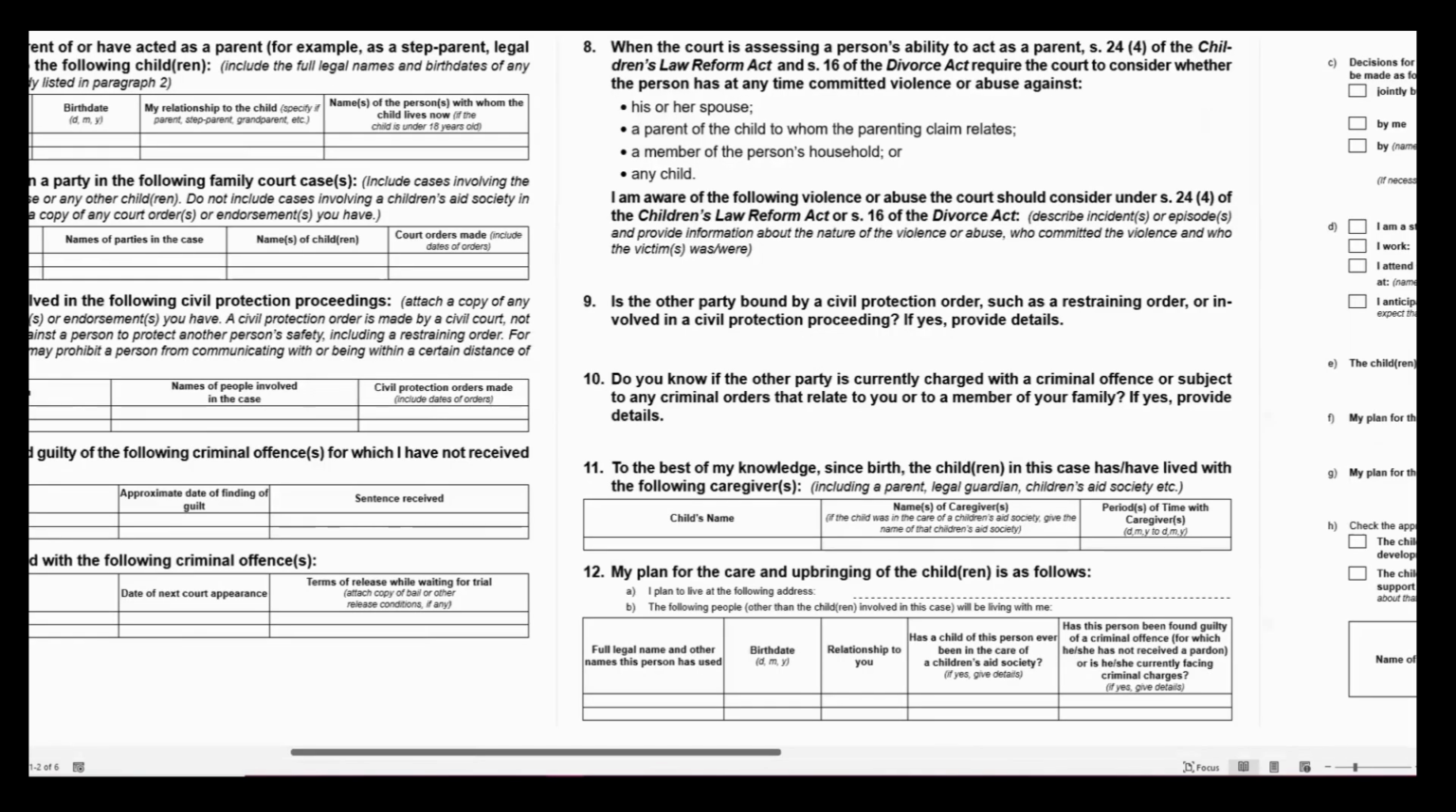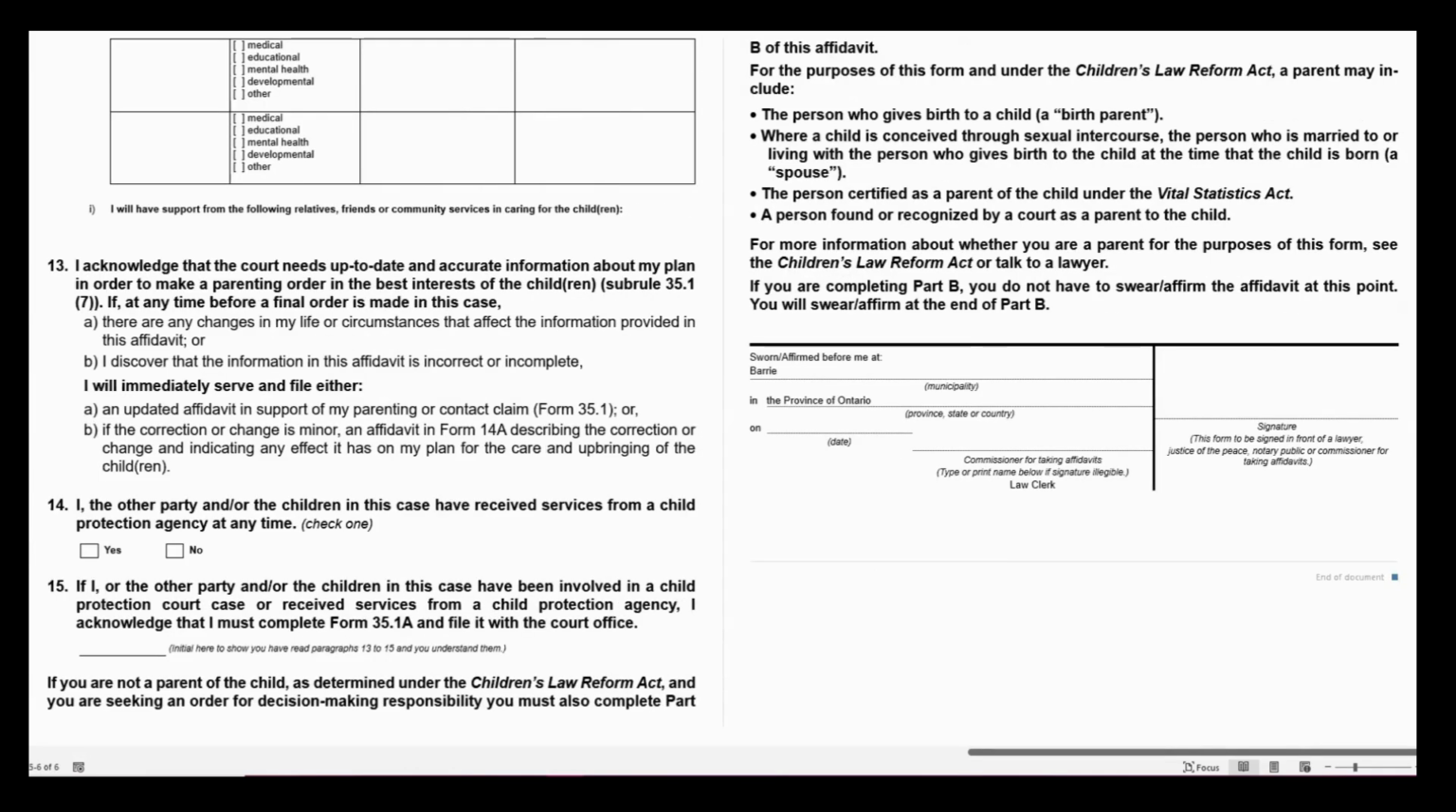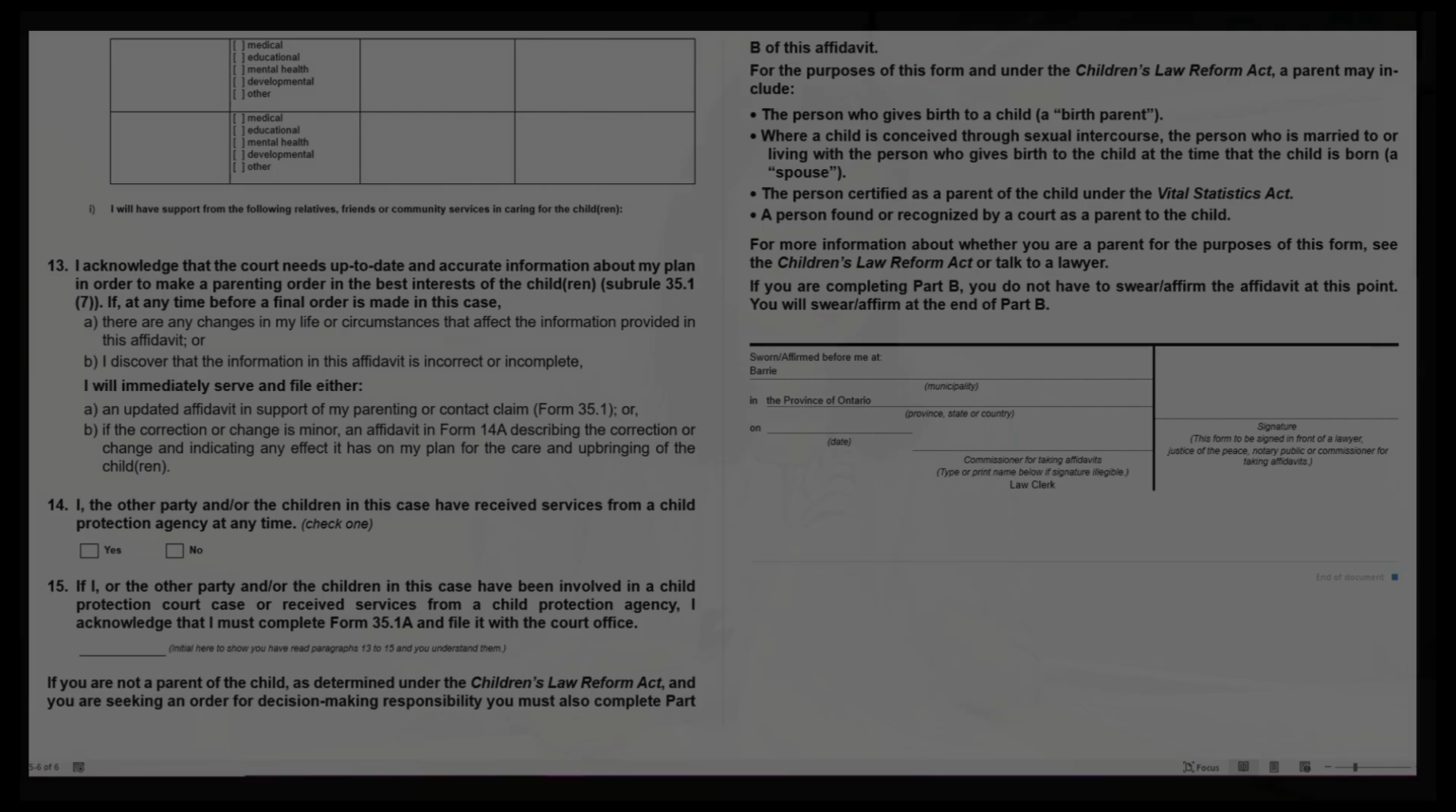The last page is to do with the plan of care, meaning if you have your child in your custody, where are they going to go to school, who are they going to have contact with, things like that. Now this is a sworn document, which means you cannot sign this unless you are in front of a commissioner of oath. So whether it's a lawyer, a paralegal, or if you go to the courthouse, they can commission it for you. So you can sign in front of a court.